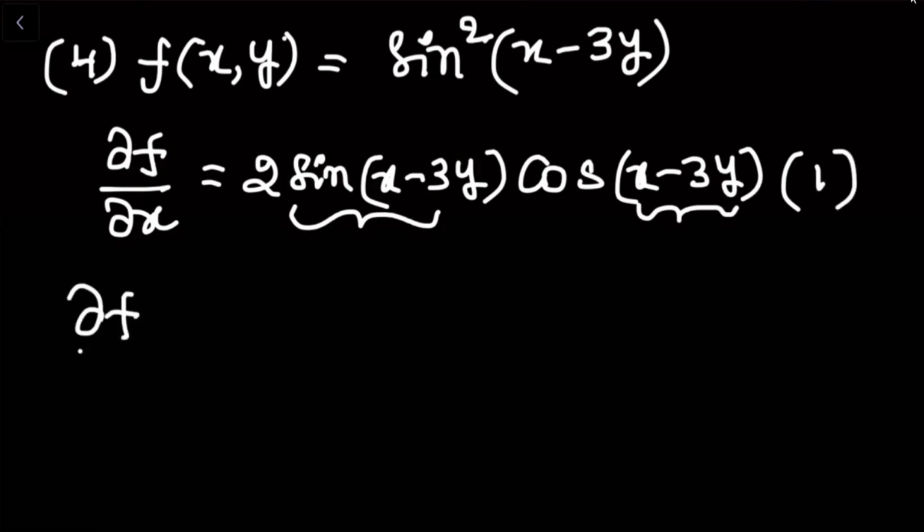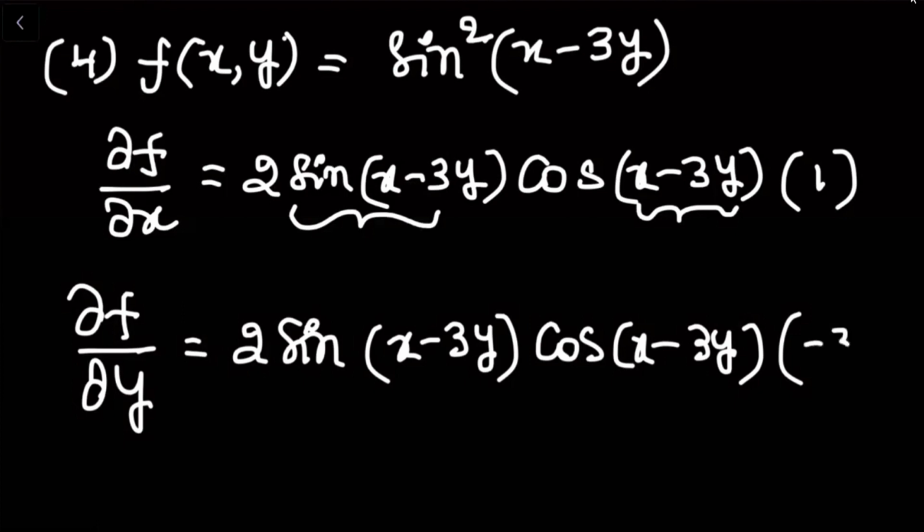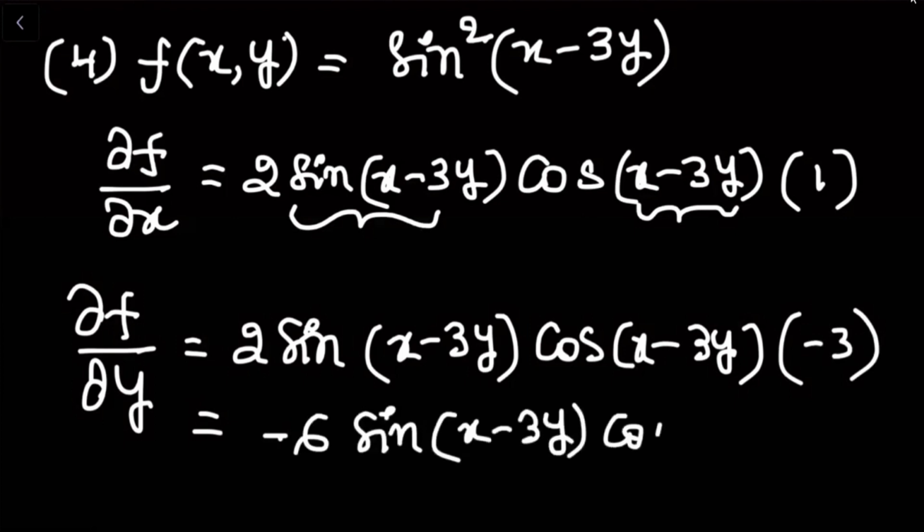Differentiating with respect to y, 2 sin(x − 3y) cos(x − 3y) times the differentiation of x − 3y. Since x is a variable held constant, it gives 0, and −3y gives −3. Therefore, we get −6 sin(x − 3y) cos(x − 3y) as our answer.